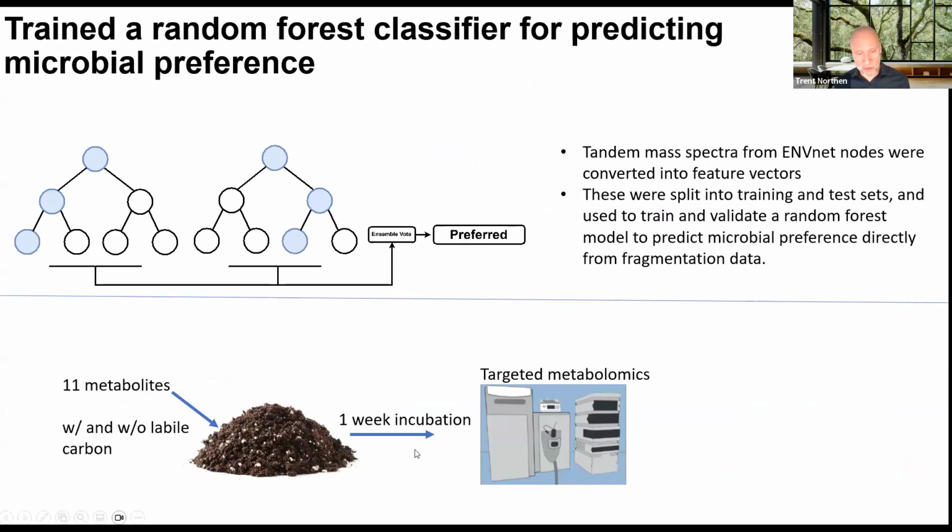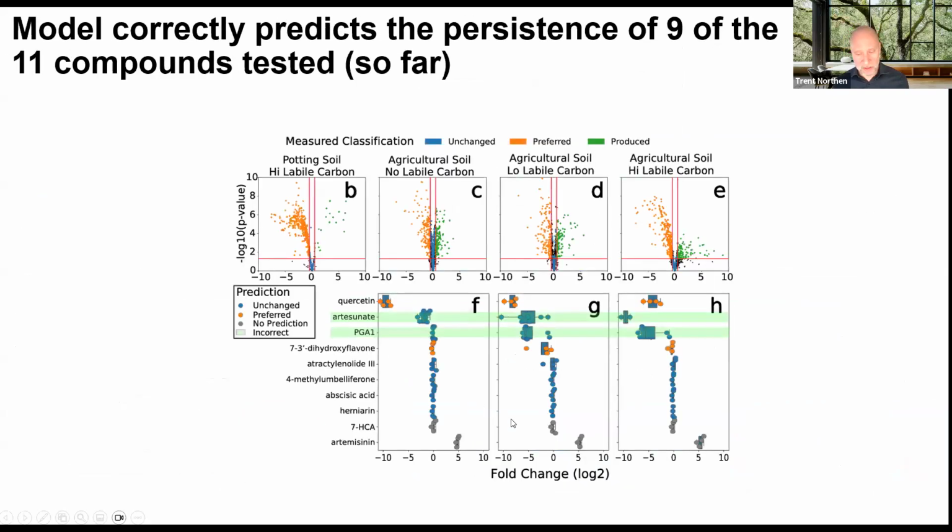We added them to soil, we incubated them for a week, we did the targeted metabolomic analysis. And we found that all but 2 of our predictions were correct. So this works pretty well, where we were able to predict whether a metabolite is going to be persistent or labile. The ones that we got incorrect were tessinate and this prostaglandin. And we think that's probably because these are actually really quickly converted into other molecules.